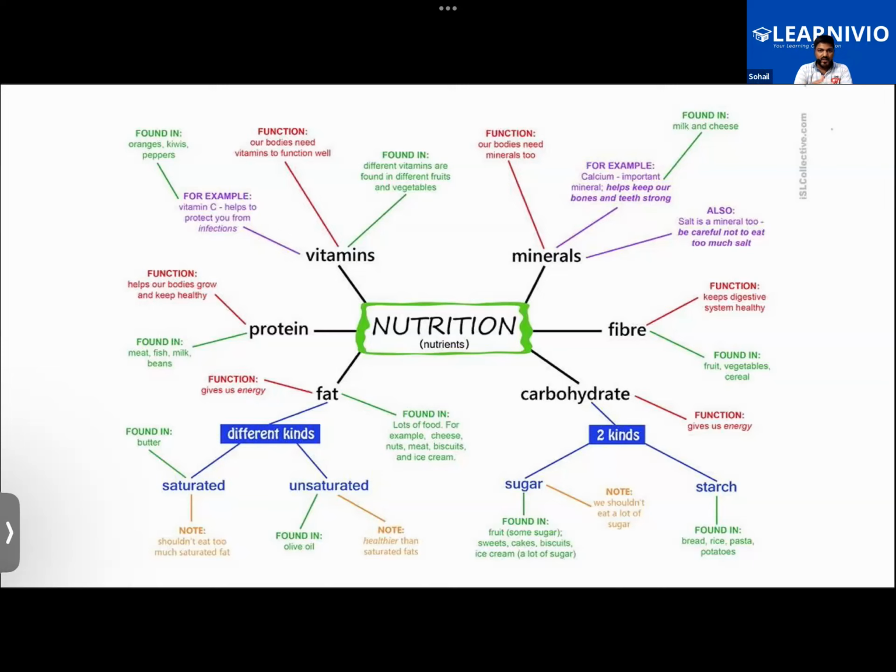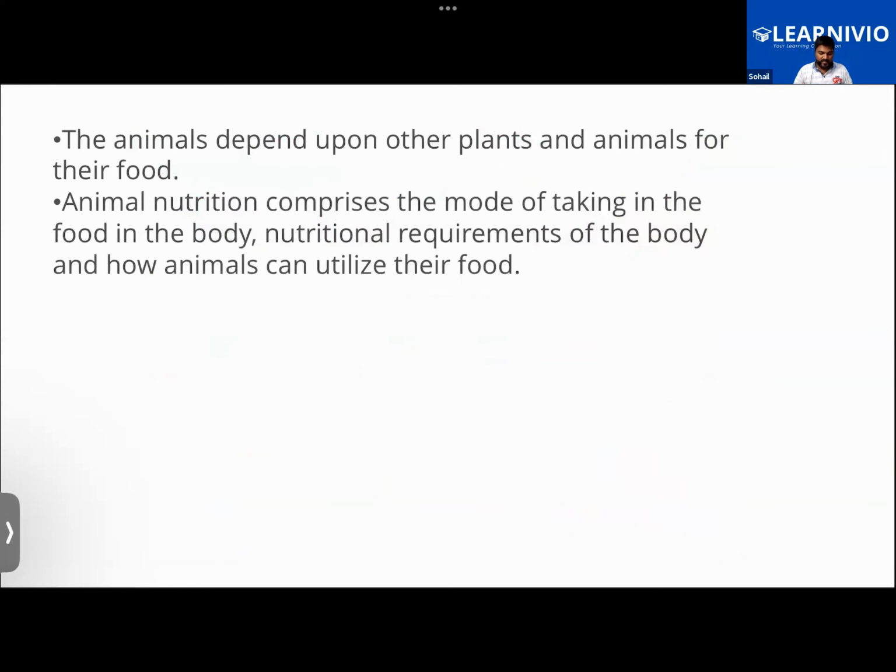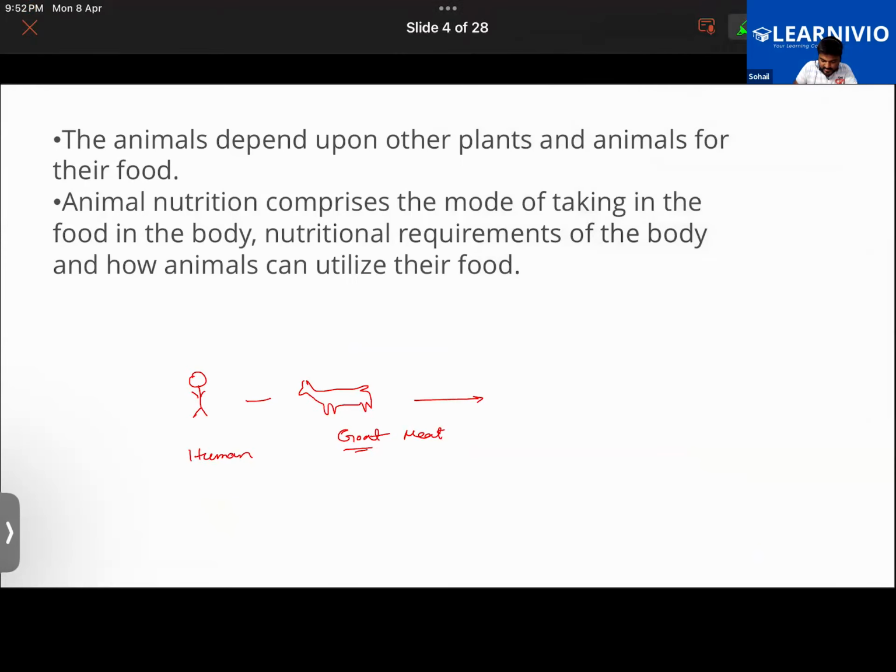Now goat eats the green plants. So here indirectly you are getting the food from the plants actually. Yes, like the humans are consuming the meat of a goat. Suppose this is a goat over here. So we humans consume the meat of goat, and goats are relying on the green grasses, for example.